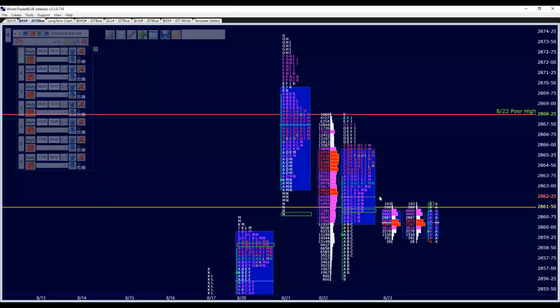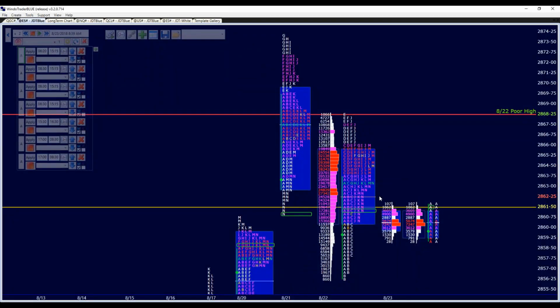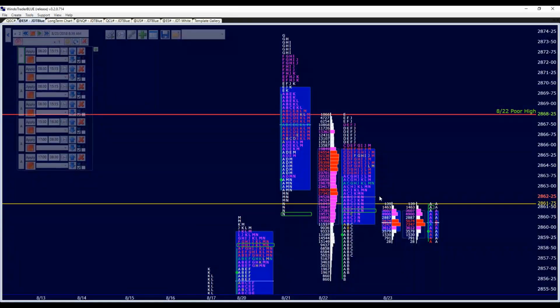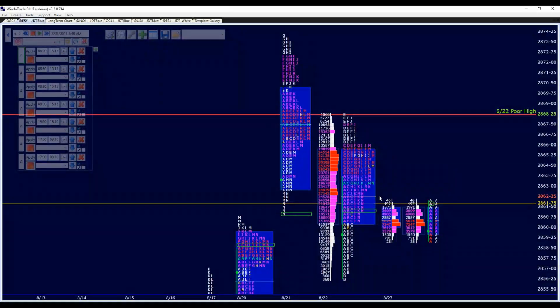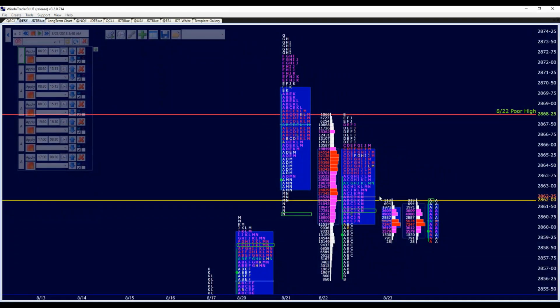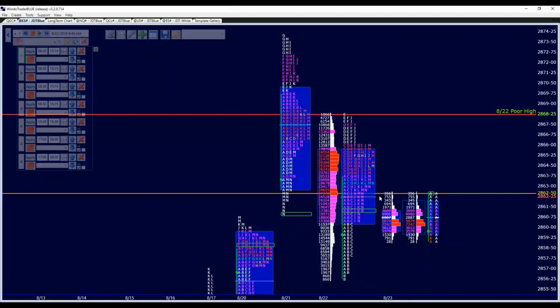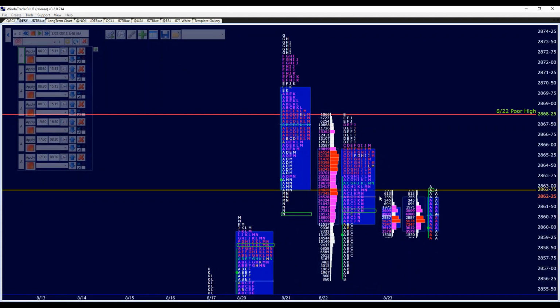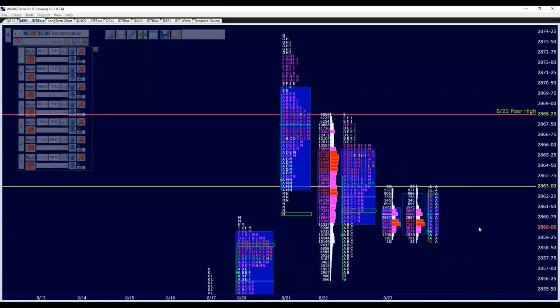The shorter the traders in the market, the more they will focus on these very obvious, what we call static references. A static reference is a reference that's not going to change. Yesterday's high is static. Yesterday's low is static. Unchanged from yesterday is static. The point of control is static. Non-static references are today's POC, because that can change.